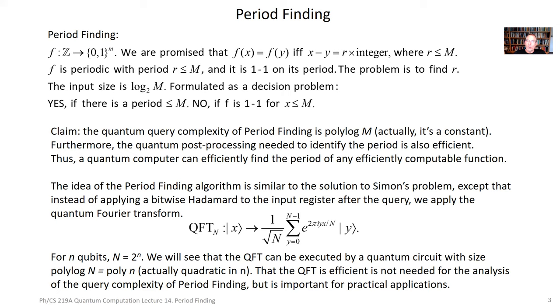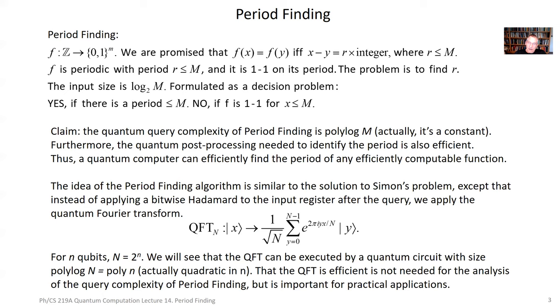So as I've already said, for any function that we can compute efficiently, so we can turn the black box into a white box, we can really evaluate ourselves, the solution to the period finding problem gives us a method for determining the period of that efficiently computable function in polynomial time. So the idea of the algorithm is quite similar to Simon's algorithm, which is why I told you about Simon's algorithm first.